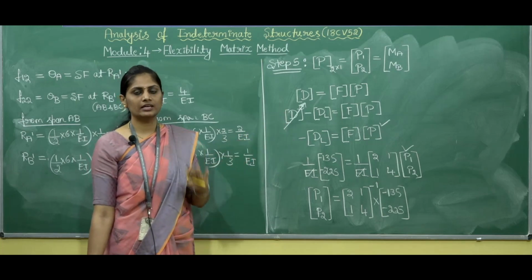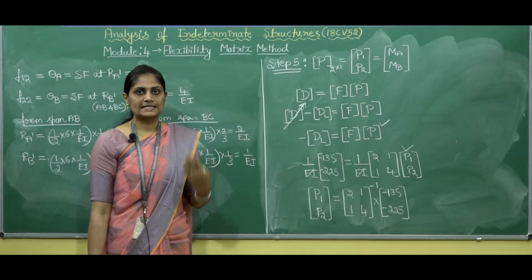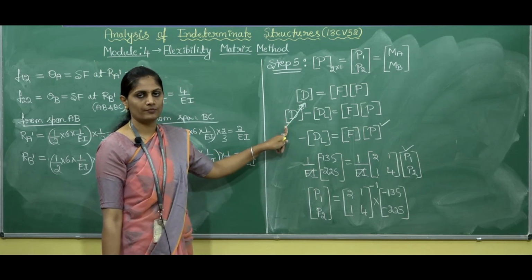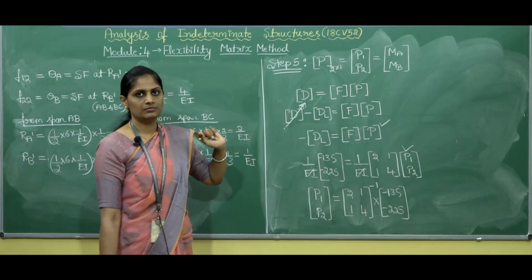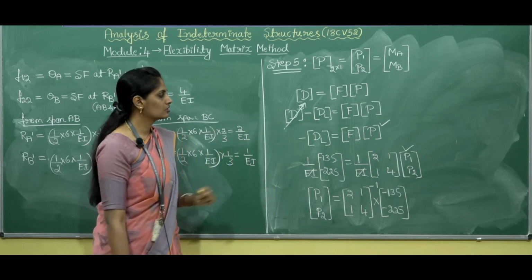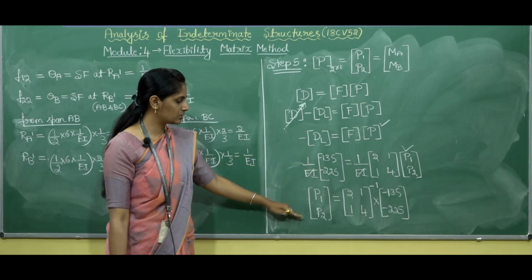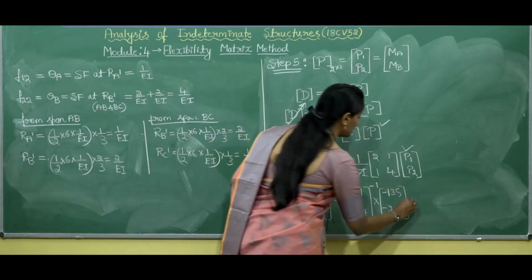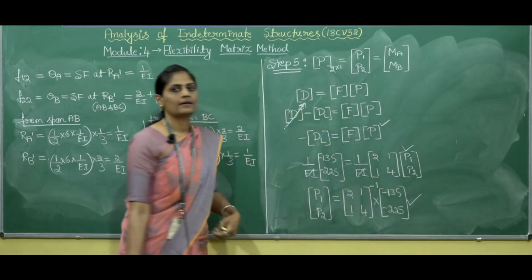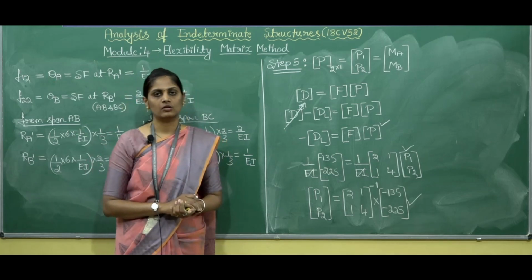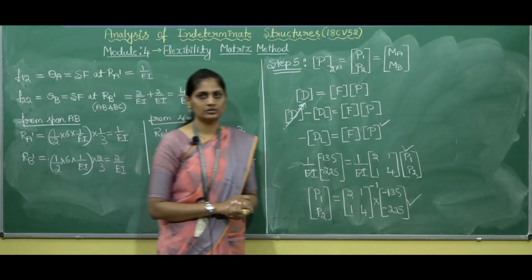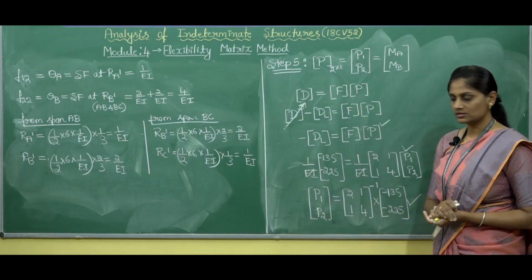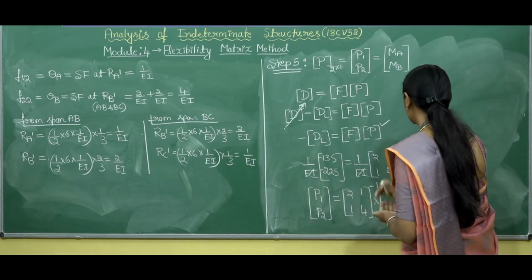If they give rotations or sinking at the supports, you get the values for this D, or else this D will be 0. And we have DL based on the loading conditions. By solving the equation, we can find P1 and P2. We can solve this equation with the help of a calculator, or you can solve manually. You know how to take the inverse of a 2 cross 2 matrix.